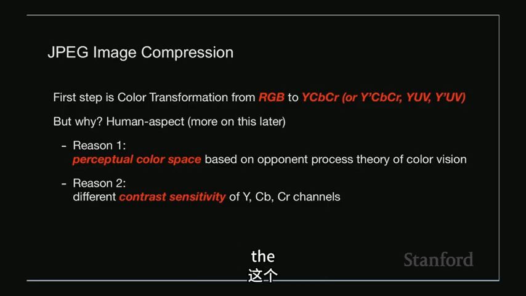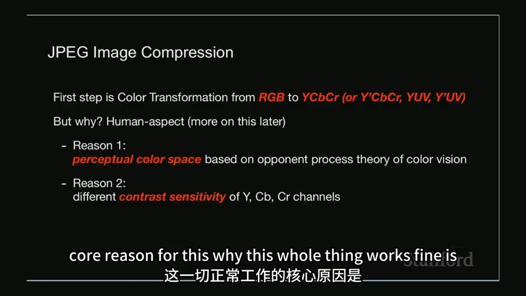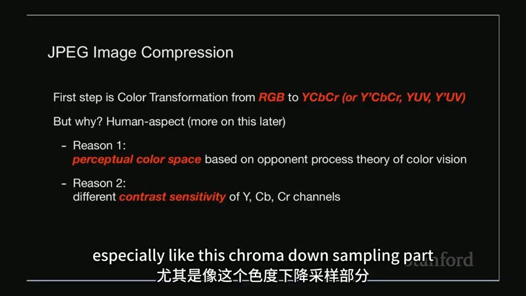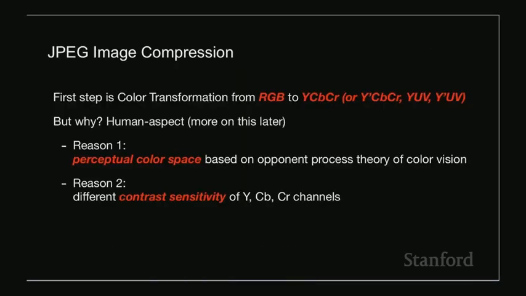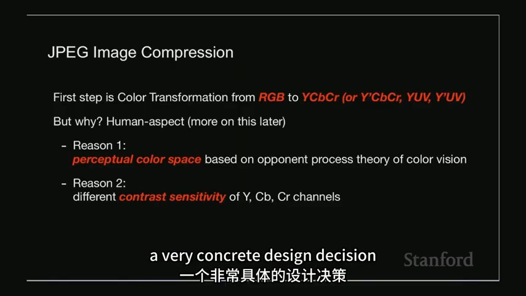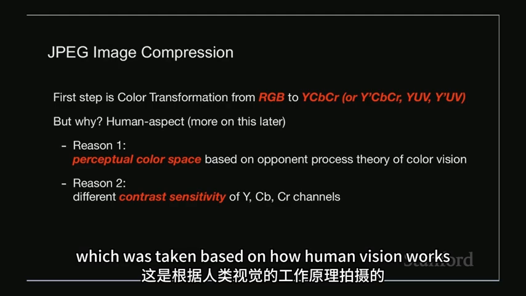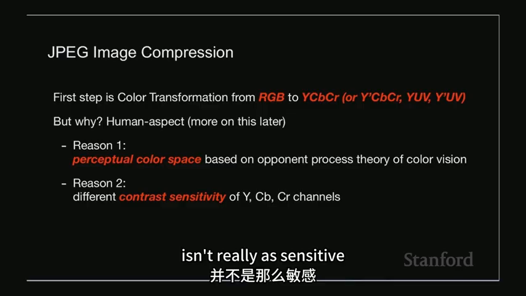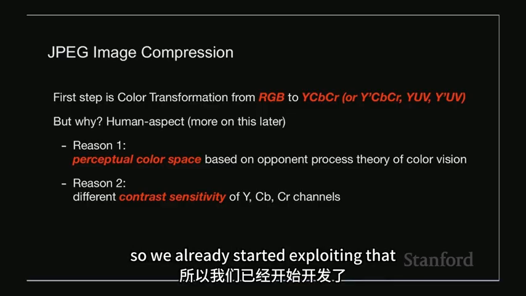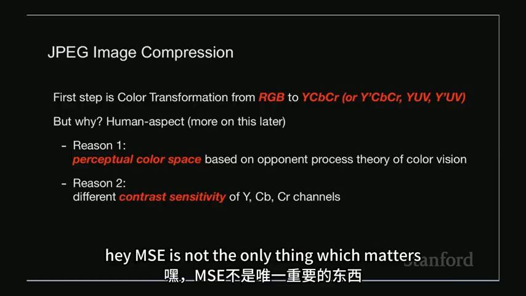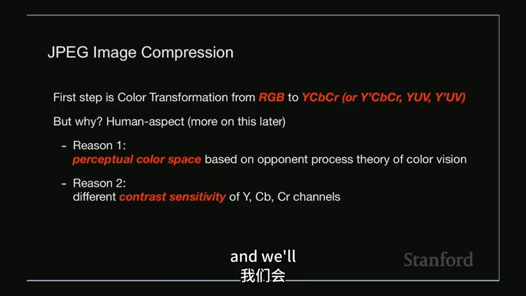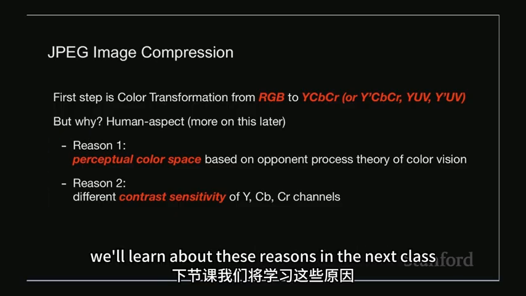The core reason why this whole thing works, especially the chroma downsampling part, is that it's our first exposure to a very concrete design decision which was taken based on how human vision works. We were able to do this because human vision isn't as sensitive to colors compared to the luma component. So we already started exploiting that MSE is not the only thing which matters. At the end, this is going to be consumed by humans. And we'll learn about these reasons in the next class.